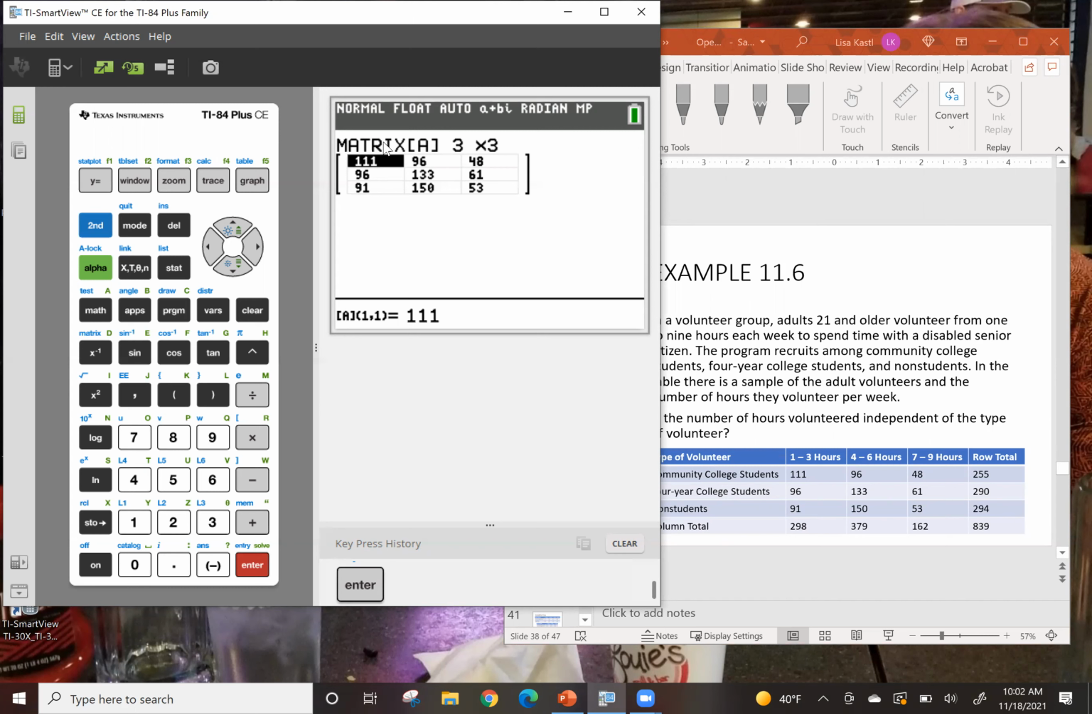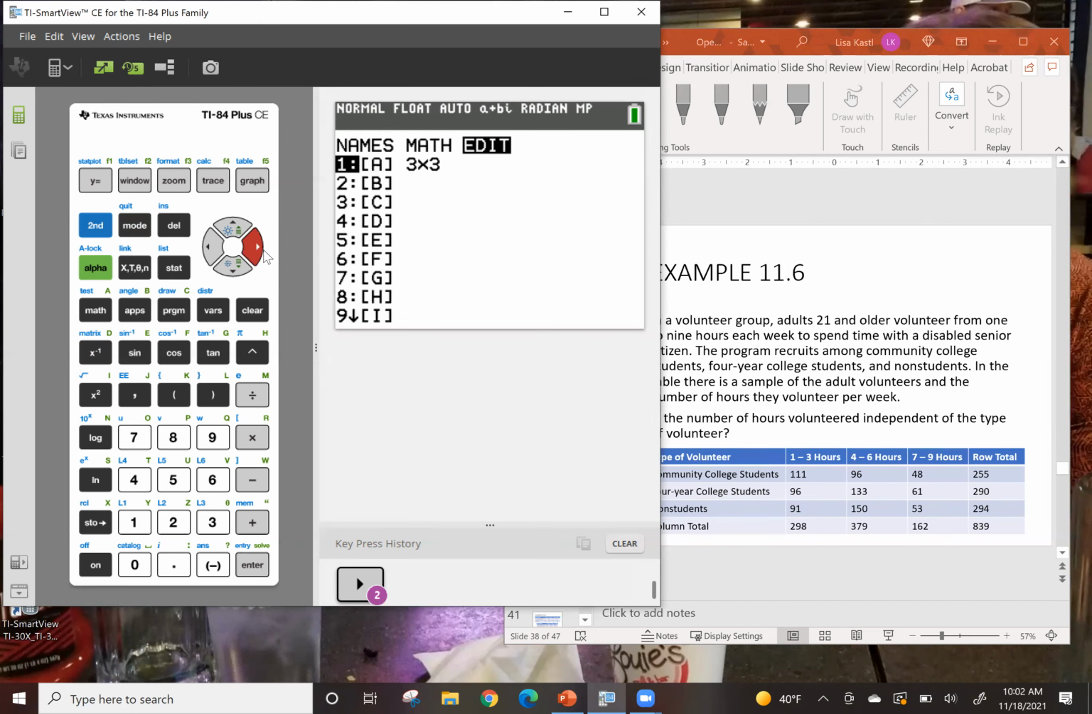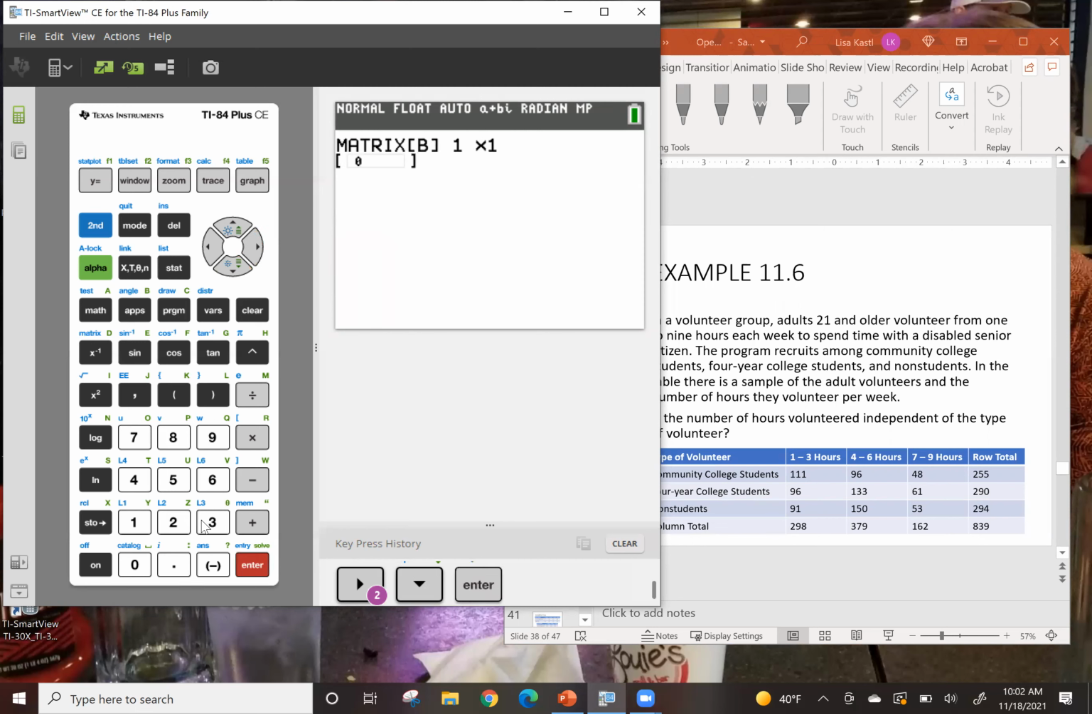So now I want to put the expected values in. So I'm going to exit out of this matrix. So I have to completely get out, do a second quit, and then go back in. It's the only way you can do this. I know it's very annoying. And now you can see that the table I put in is in matrix A. I'm going to go over and put the expected values in B. This is also going to be 3 rows and 3 columns.